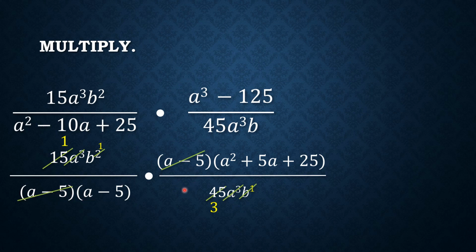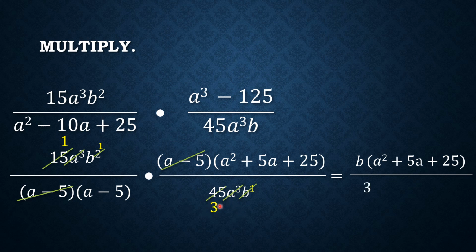So, let's write the remaining factors. Notice that in our numerator, we still have b. Okay, this is b raised to 1. And then, meron pa tayong a squared plus 5a plus 25. All over, okay, so makikita natin, meron pa tayong numerical coefficient dito na 3, so we can write here 3. And then we have a minus 5, so times a minus 5.